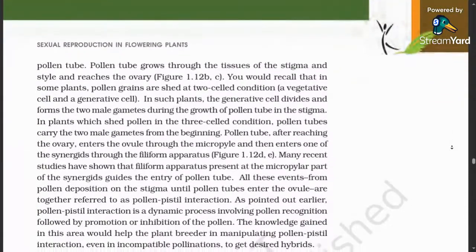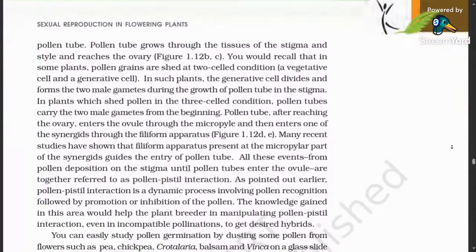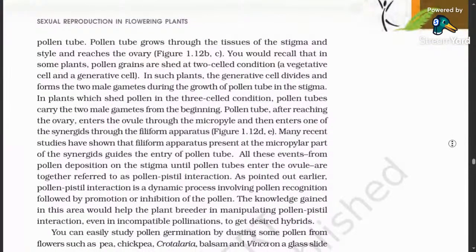Pollen tube, after reaching the ovary, enters the ovule through the micropyle and then enters one of these synergids through the filiform apparatus. Many recent studies have shown that filiform apparatus present in the micropylar part of the synergids guides the entry of the pollen tube. All the events from the pollen deposition on the stigma until pollen tubes enter the ovule are together referred to as pollen-pistil interaction.